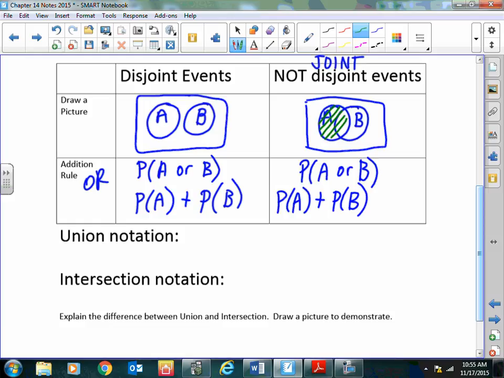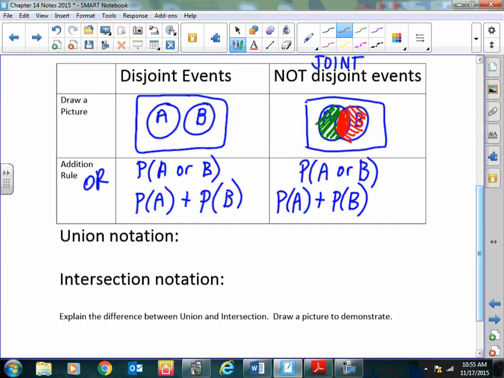But I want to draw a picture of that. Here is the probability of A. I just colored it green. And here comes the probability of B. I'm going to color it red. What do you notice has happened? They overlapped. So this middle section got counted twice.